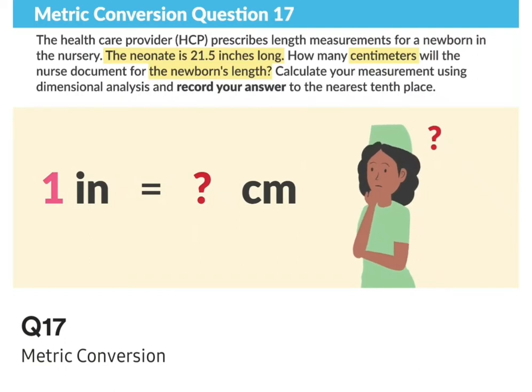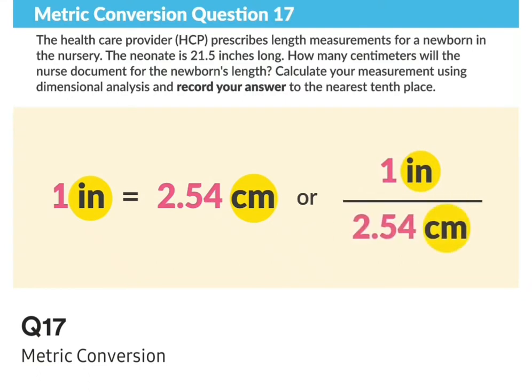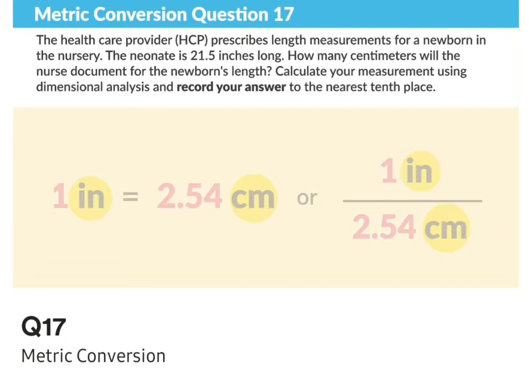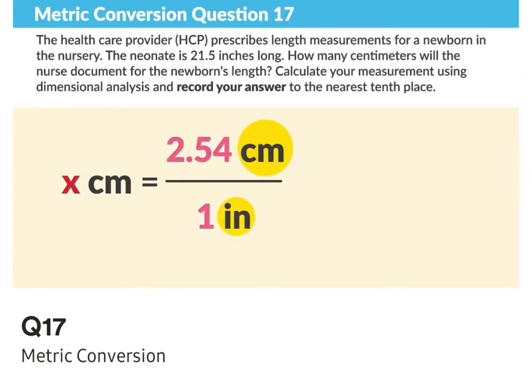So start with what you know. We know that 1 inch equals 2.54 centimeters. So we put 1 inch on top and 2.54 centimeters on the bottom. Then set up the equation. What are we solving for? We're solving for centimeters. So X centimeters equals 2.54 centimeters on top and 1 inch on the bottom. Now you multiply that by the baby's length. So 21.5 inches on top.